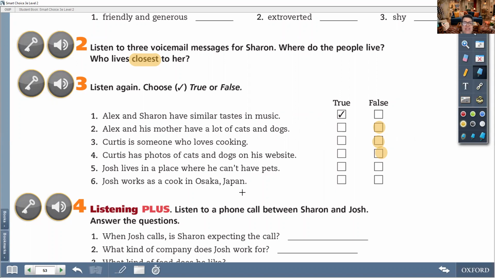All right, so let's see. Josh lives in a place where he can't have pets. True or false? True. Okay, great, Pedro. Very good. Josh works as a cook in Osaka, Japan. True or false?